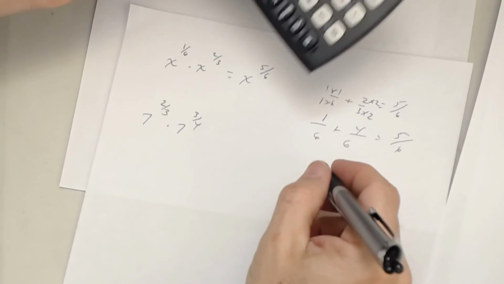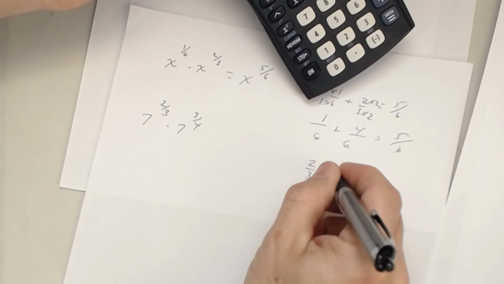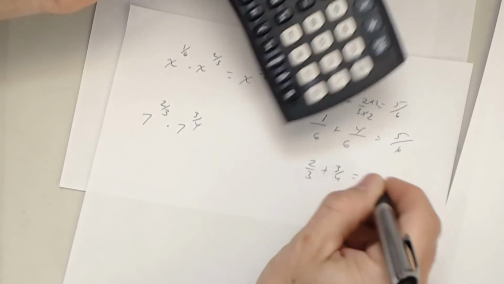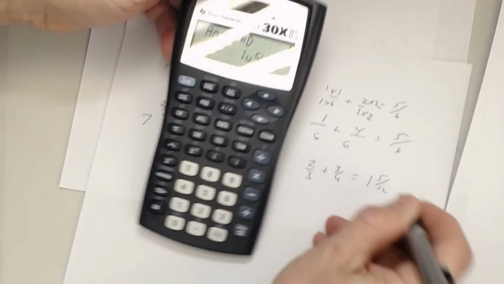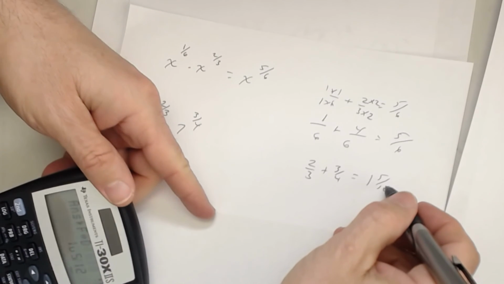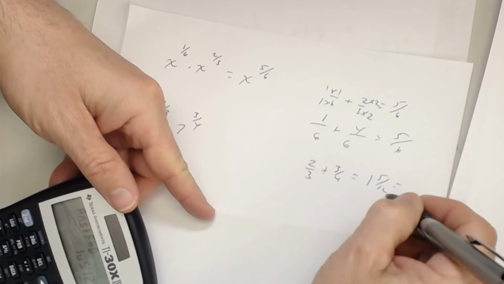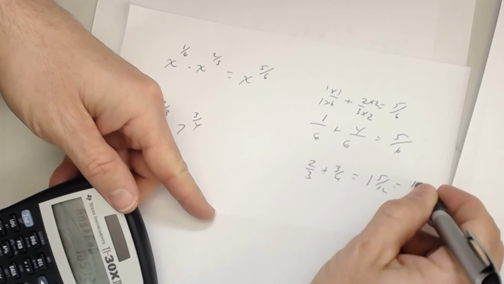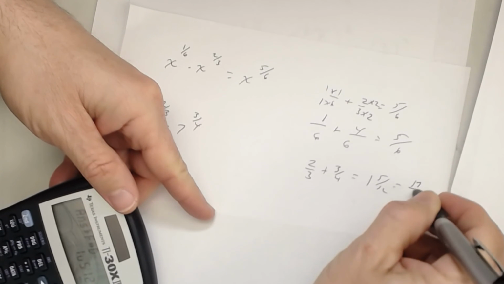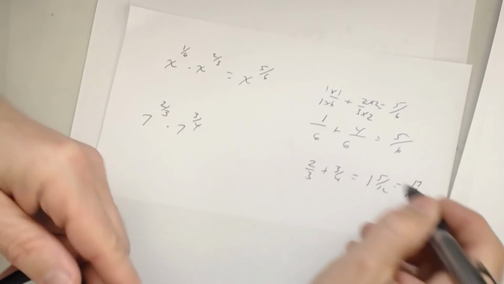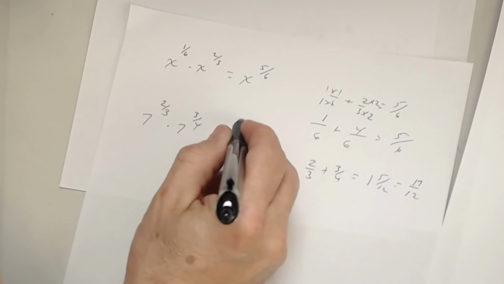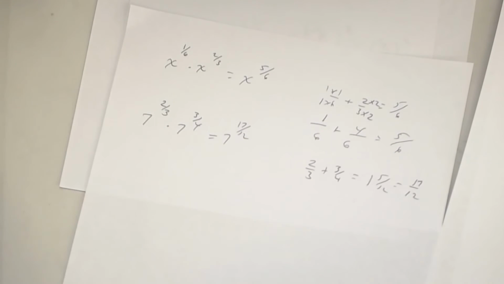So you all agree that 2/3 plus 3/4, according to the calculator, gives me 1 5/12, correct? Let's change that back to an improper fraction. 12 times 1 plus 5. All right, so the answer is 7 to the what? That's it. That's all you do.